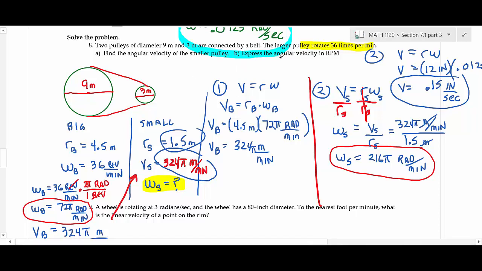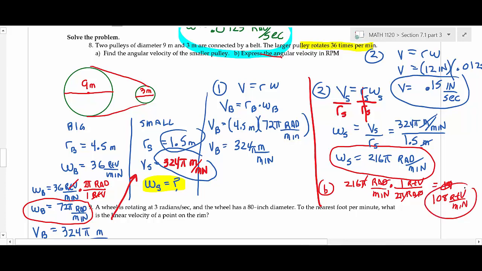The other thing I wanted to do is let's do the angular velocity in revolutions per minute. So this is part B. We're going to do 216 pi radians per minute. We're going to change that to revolutions per minute. So again, we're going to get radians to cross out, and we're going to have 1 revolution goes with 2 pi radians. Okay, the pi's are going to cancel out, and then if you do 216 divided by 2, that should be 108. So 108 revolutions per minute.